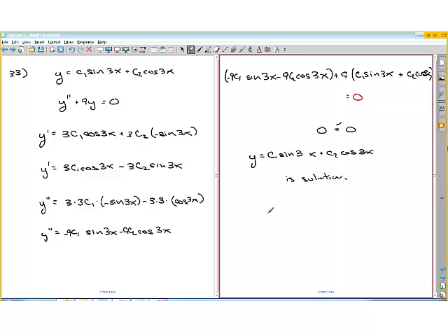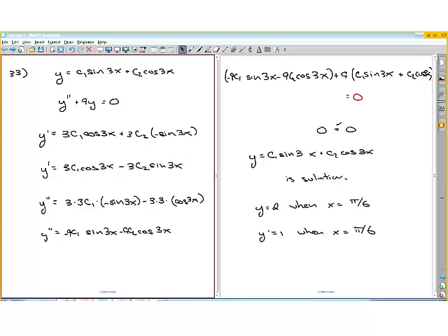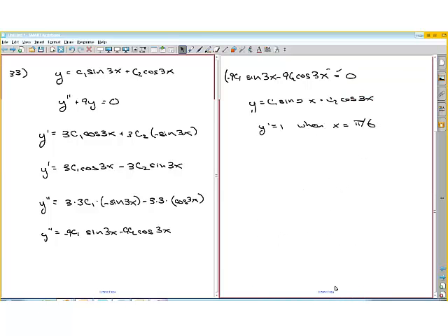So our initial conditions are: y equals 2 when x is equal to pi over 6, and y prime equals 1 when x is equal to pi over 6. Okay. So what I'm going to do is try to figure out the best way of doing this. I'm just going to extend the page.